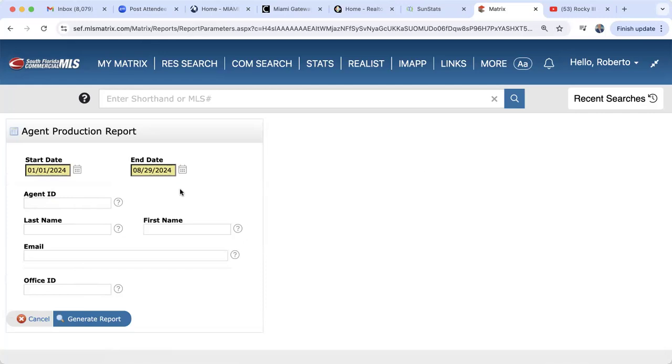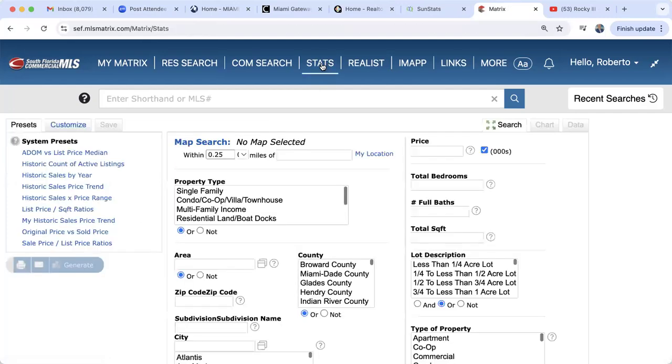All right. Okay, so now let's go ahead and click on stats. Let's show you 3 separate stats that are important for us to understand, beginning with active listings. On the left, you have what's known as presets. Here we have historic count of active listings. And then you have historic sales by year. That would be the sales volume. And then you have historic price trends.